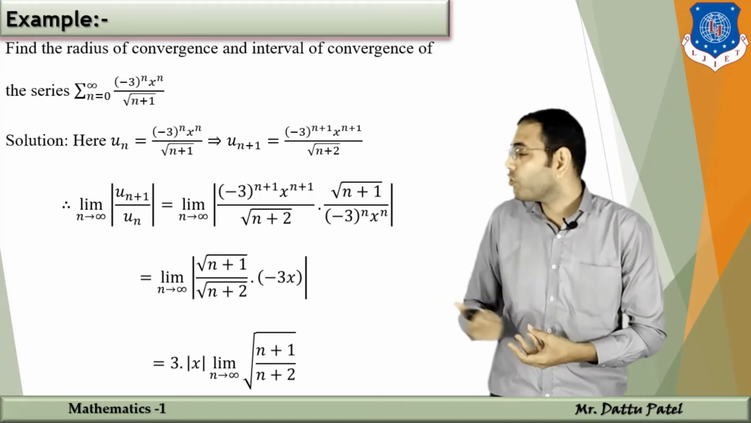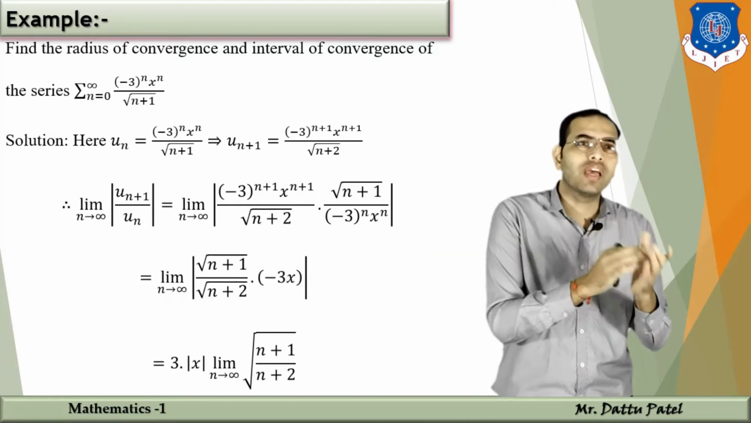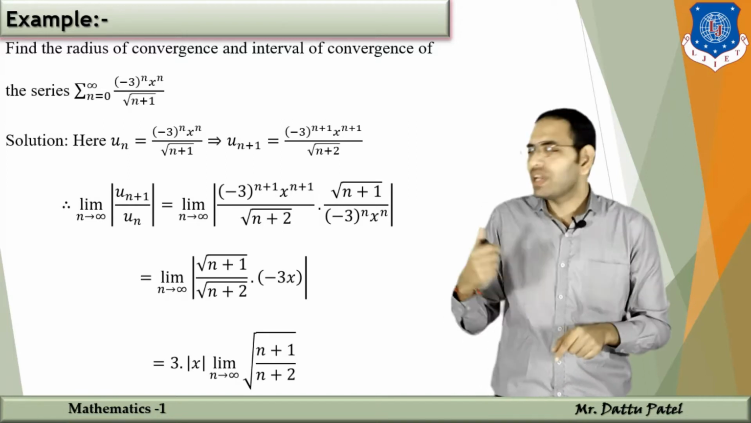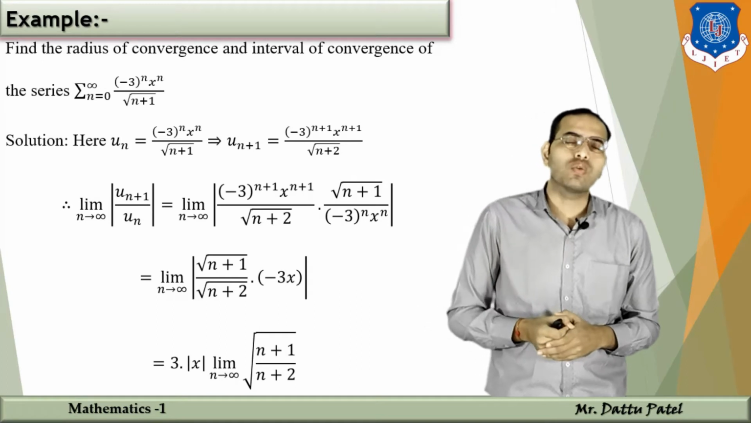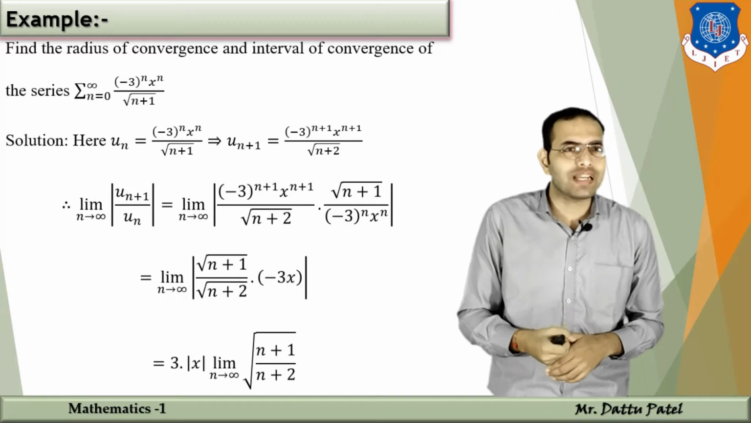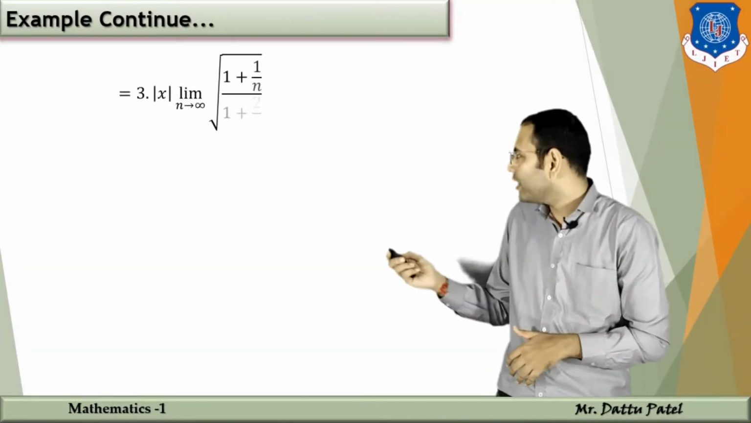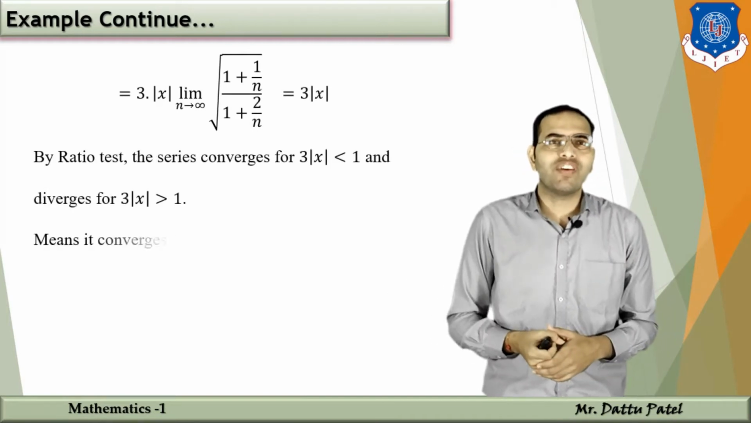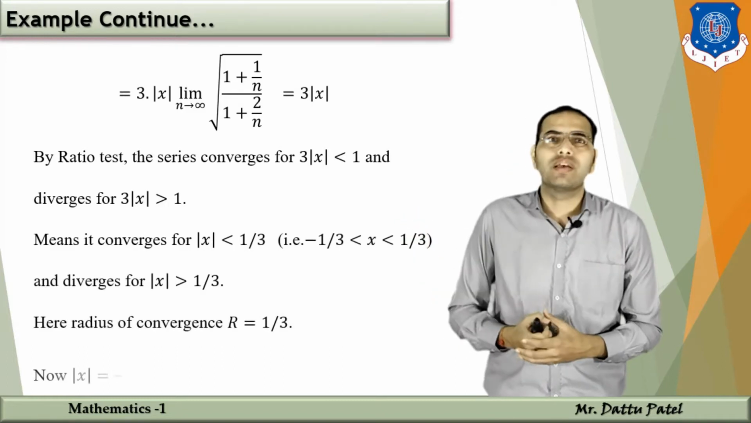Here we have written it in the form of modulus, so the minus sign is absorbed and comes outside the limit. Then we can write mod of 3x, limit n tends to infinity of square root of n plus 1 upon square root of n plus 2. Now in the numerator and denominator of the limit term, root n is common and cancels out, then it becomes square root of 1 plus 1 upon n upon square root of 1 plus 2 upon n. Now as n tends to infinity, it becomes mod of 3x.